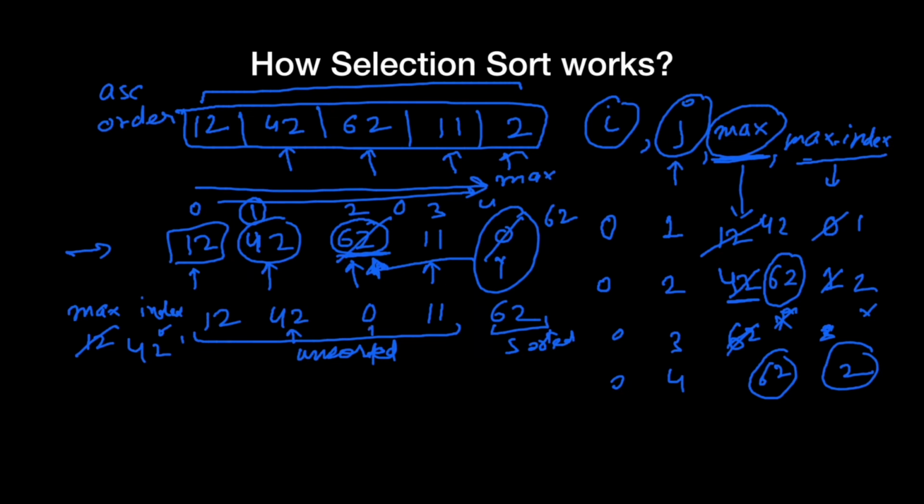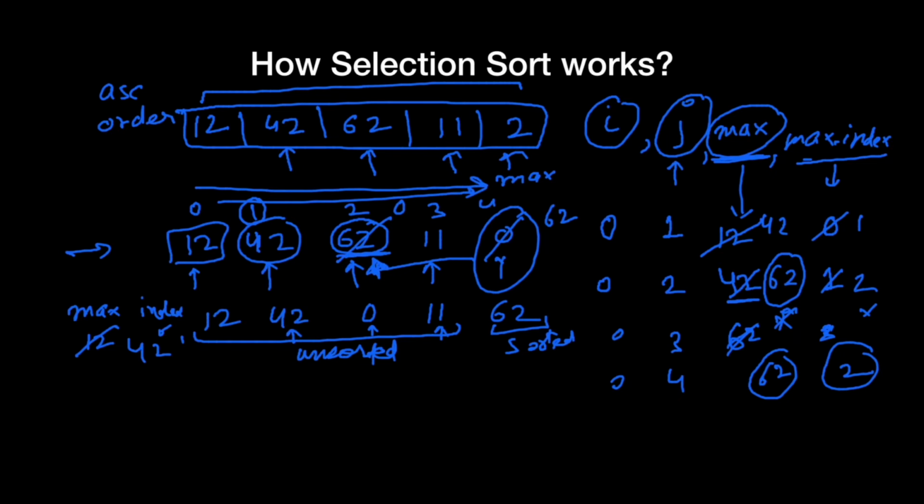Again we move to the next element. Now it's 0. 0 is smaller than 42, so this time we don't need to replace it with anything. We'll move to the next one. Now the next element is 11, which is again smaller, and we don't need to make any changes. Now we've reached the end of the unsorted array.